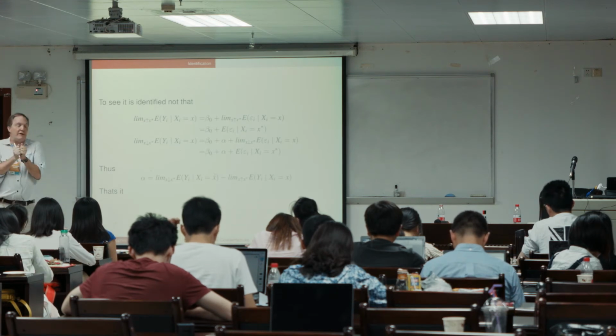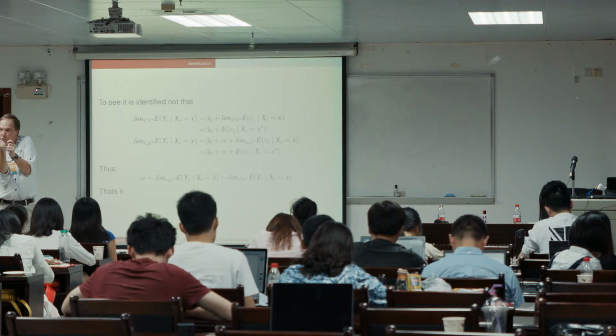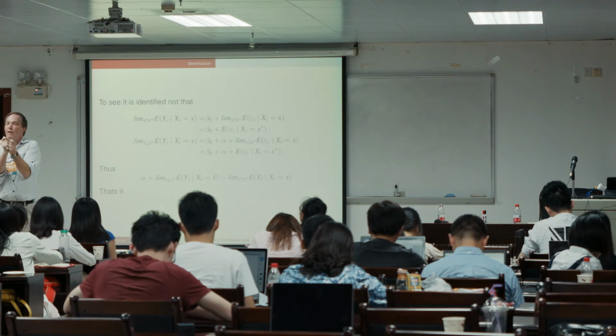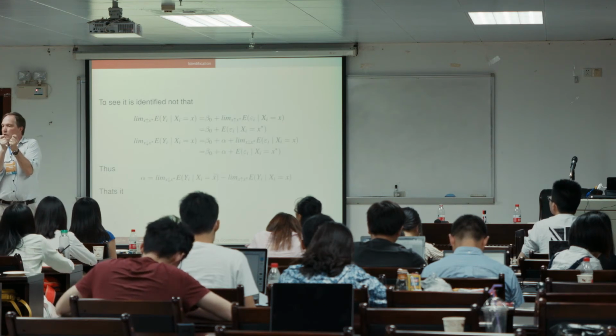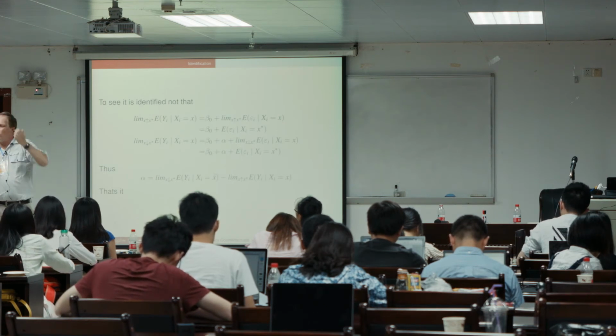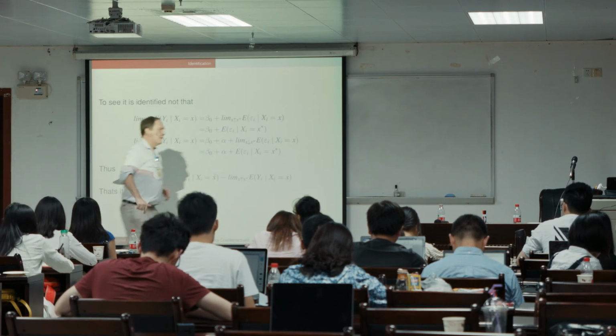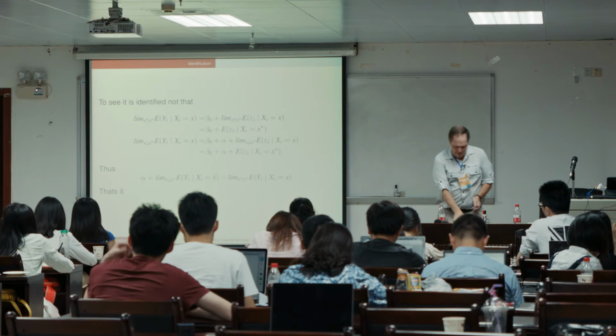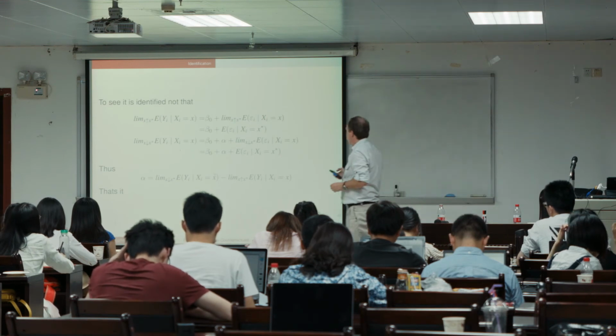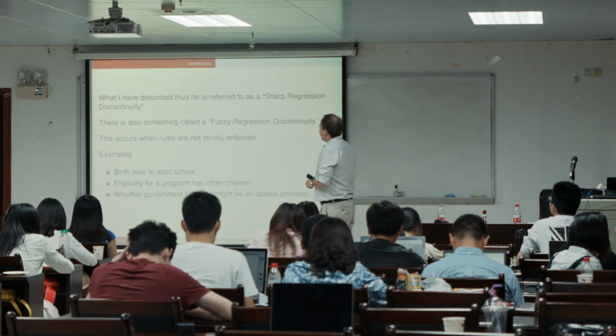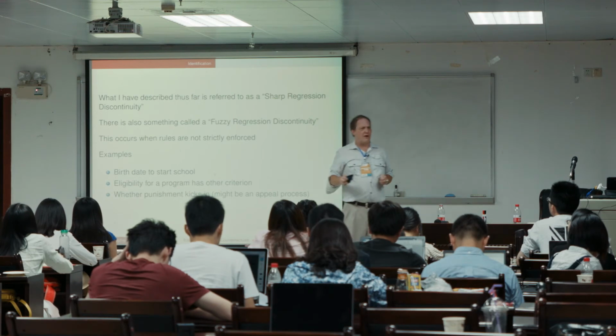So what am I doing? I want to look at people just to the right of the cutoff and just to the left of the cutoff. And that's going to give me a consistent estimate of the effect. So that's a regression discontinuity. Makes sense? These are really nice when you can find them. That's what's called a sharp regression discontinuity.